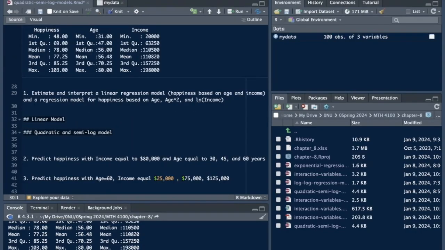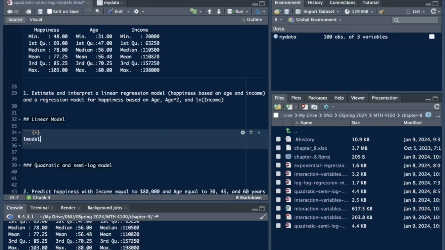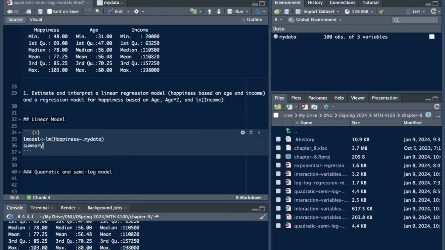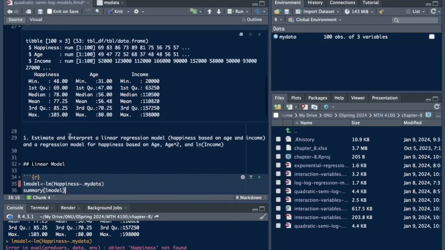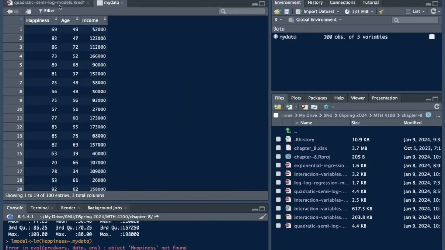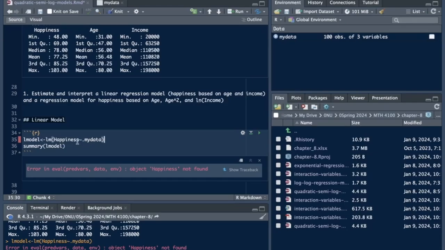So estimate and interpret the linear regression model for happiness based on age and income, and the regression model for happiness based on age squared and ln income, the log of the income. So let's first build the linear model. Linear model, happiness, my data, summary model. Happiness doesn't exist, spelled incorrectly. Linear model, happiness, sorry, comma, my data.